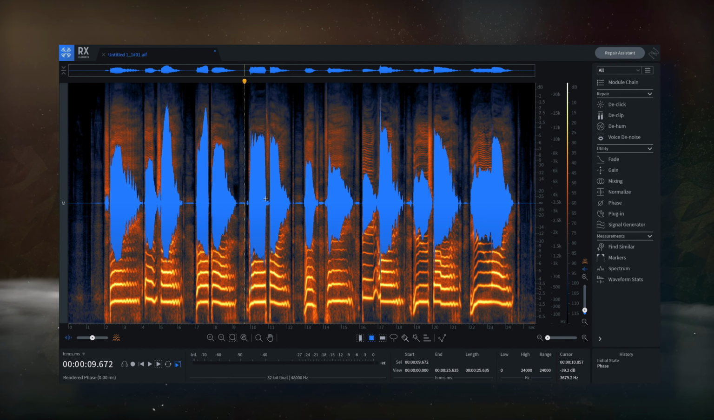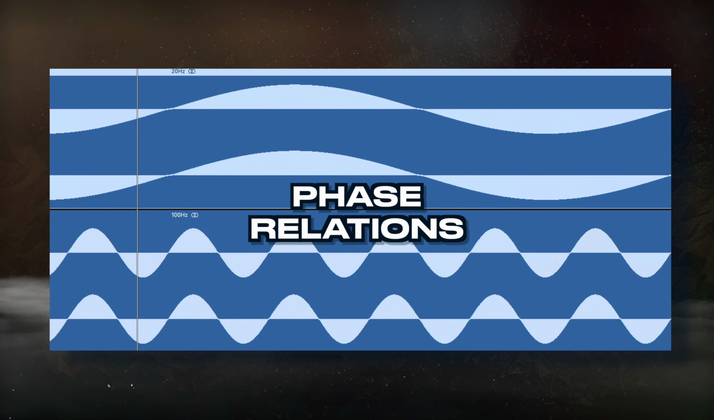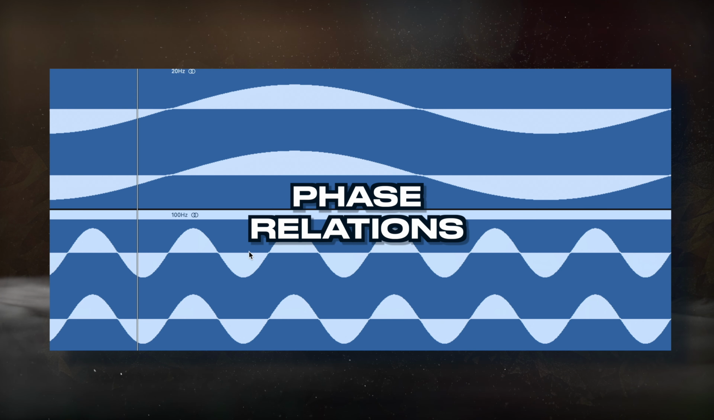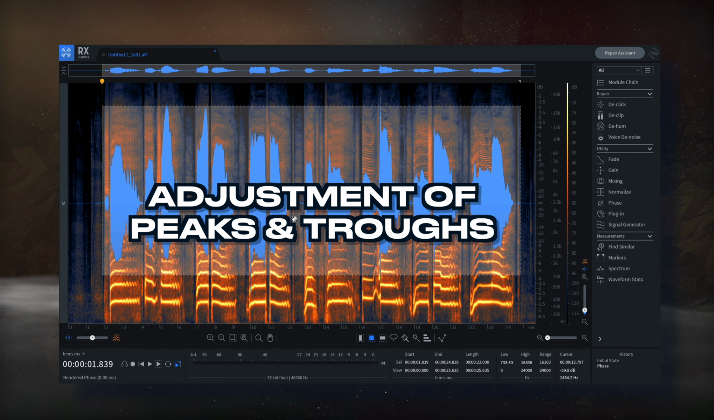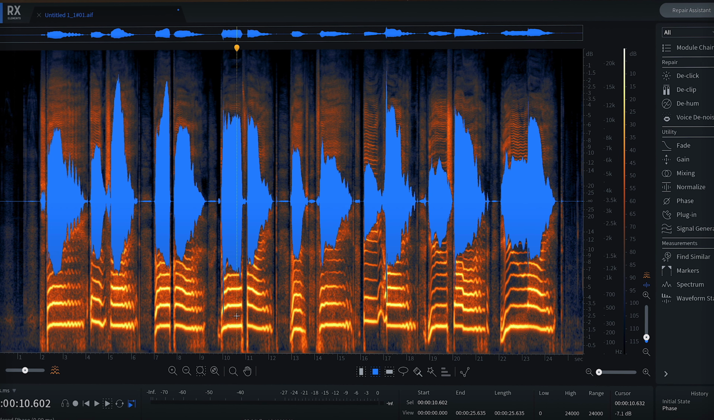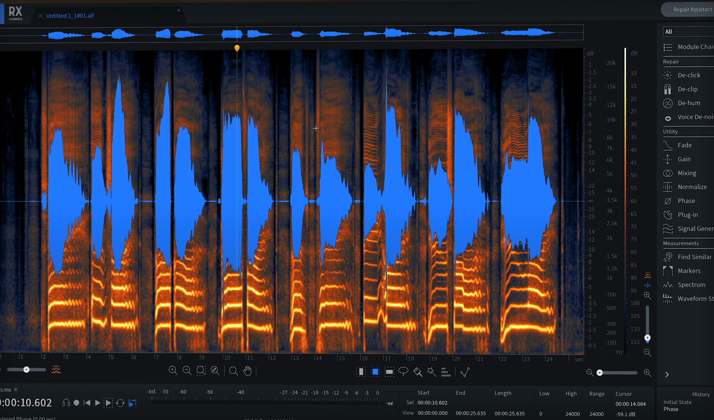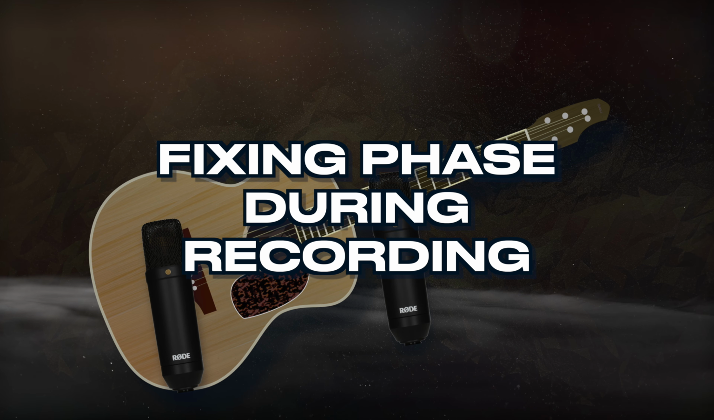So just to clarify, whereas phase interference, or what I personally sometimes call phase relations, has to do with two or more competing signals, phase rotation is referring to the adjustment of peaks and troughs within a single signal or track. Now, phase rotation can cause phase interference, but we're going to cover that in more detail later on in the video. Now that we know the concepts, let's discuss how we can attempt to minimize destructive interference, starting with recording.